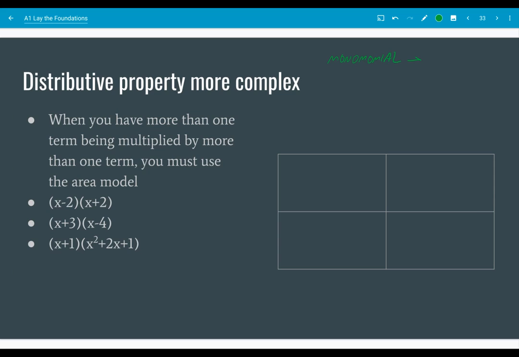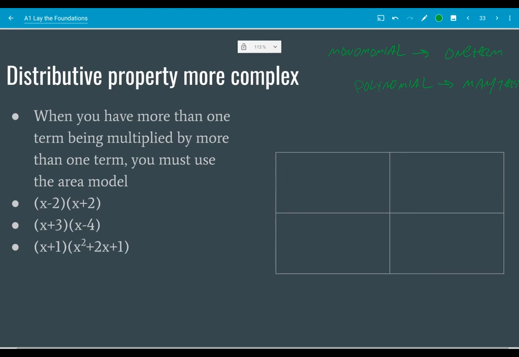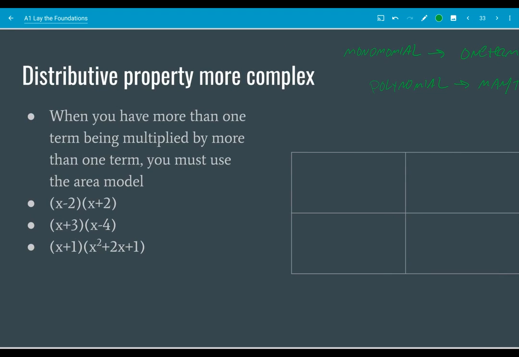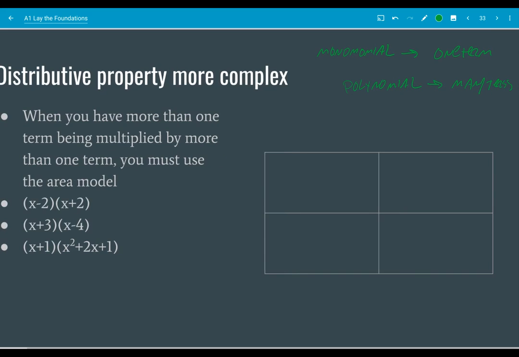A monomial, which is something with one term, multiplied by a polynomial. A polynomial is something with many terms. Okay? We can do polynomials times polynomials, and that's what we're going to look at here. So the distributive property in a more complex way.